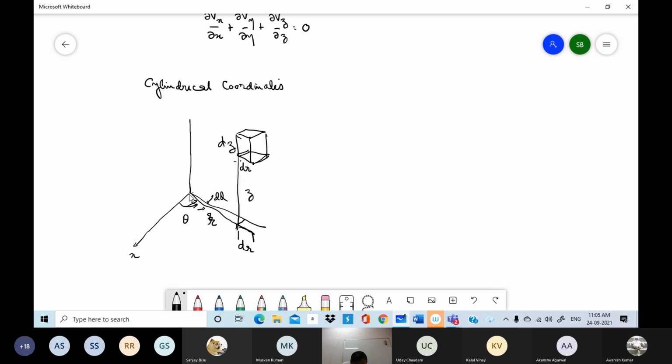So if I change my angle through theta, if I'm at a distance r from the axis, then I go through a distance r d theta. But if I'm at r plus dr, then I would go through a distance r plus dr into d theta. So this would be r d theta, while this would be r plus dr into d theta. dz remains unaffected, so these elements are all dz.